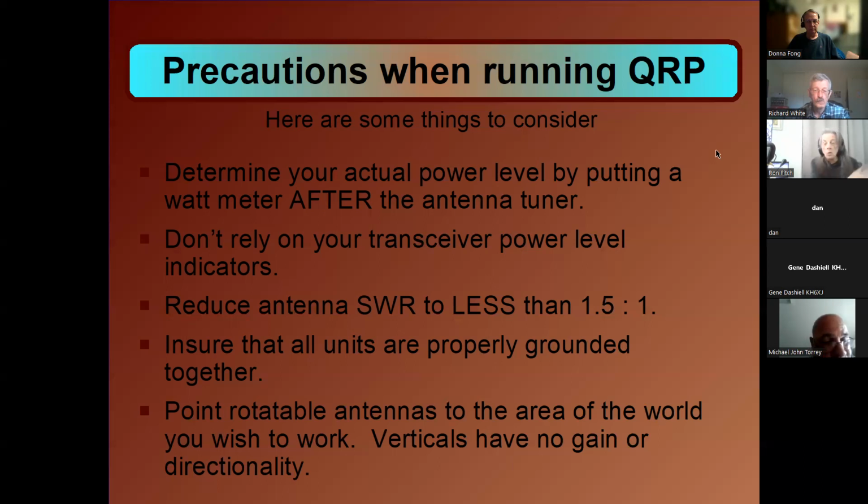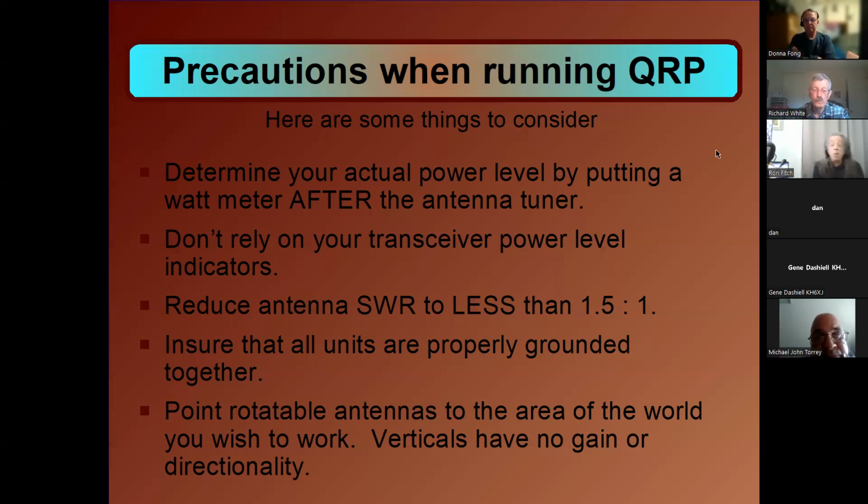If you can rotate your antennas, point your antennas to exactly where it is you want to be heard. Remember that while verticals are nice antennas, they have no gain or directionability.